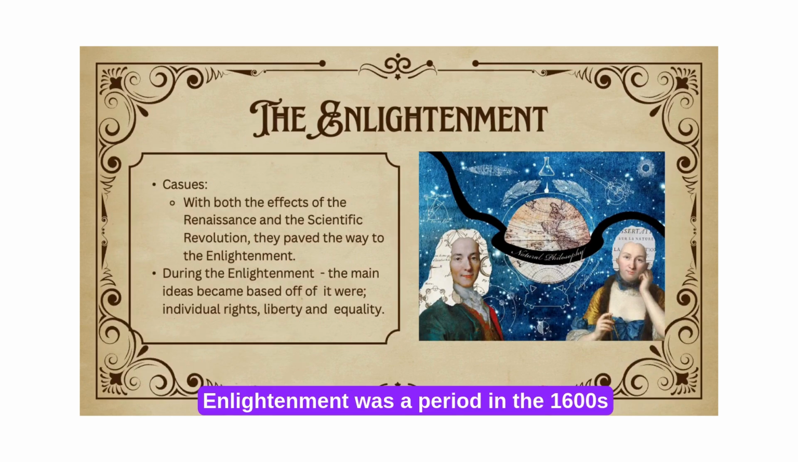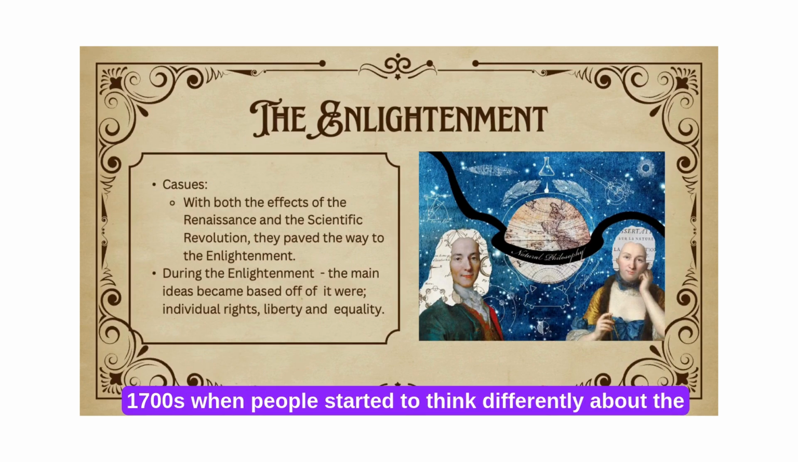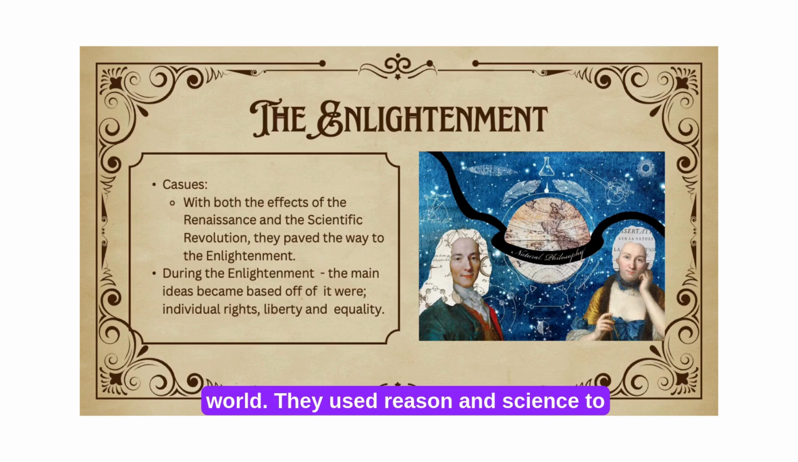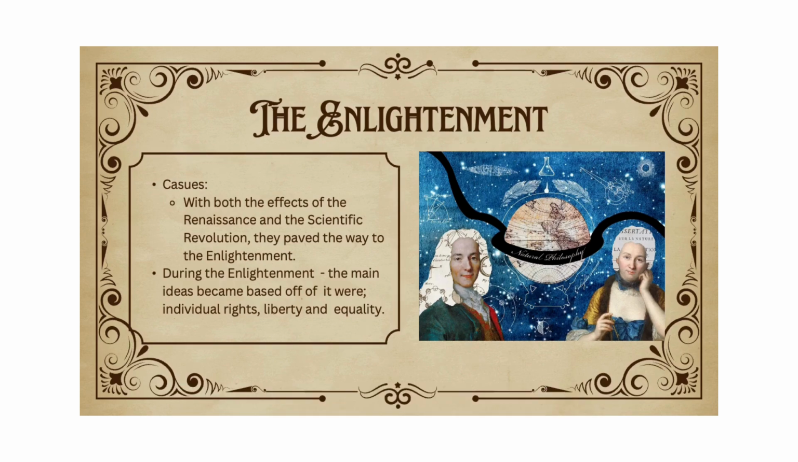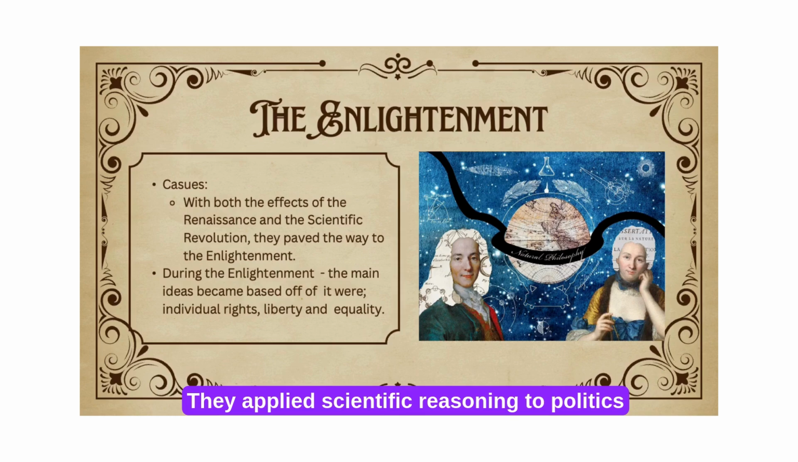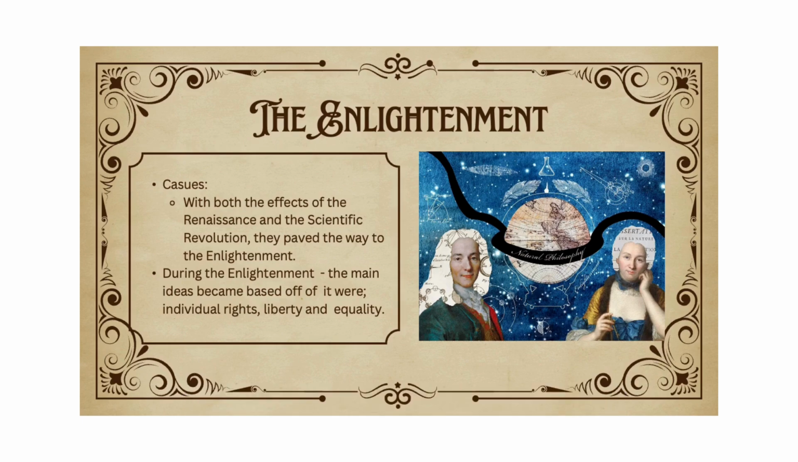The Enlightenment was a period in the 1600s and 1700s when people started to think differently about the world. They used reason and science to understand life and improve society. Enlightenment thinkers believed in individual rights, liberty, and equality. They applied scientific reasoning to politics and society, leading to significant changes in governance and economic systems.